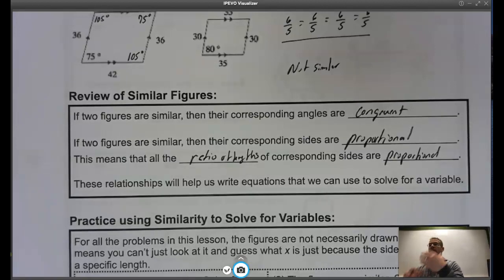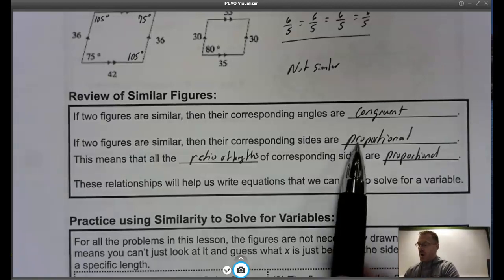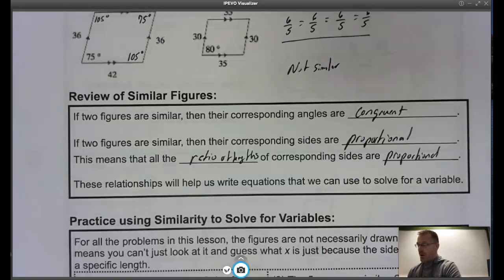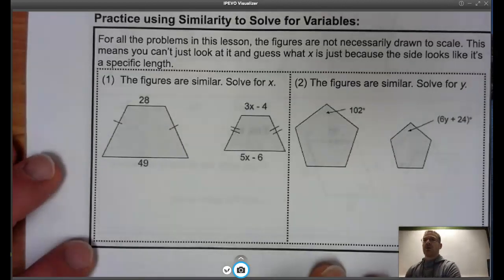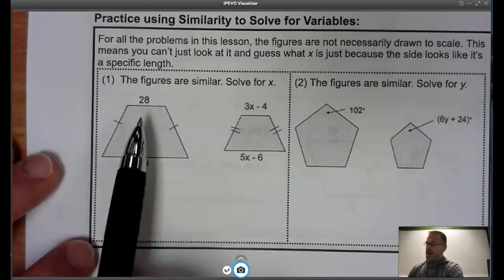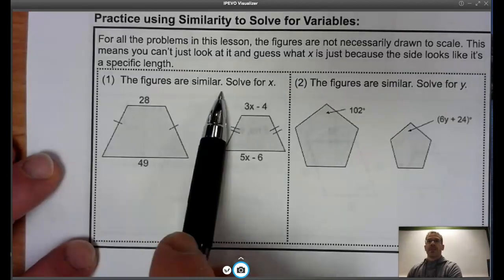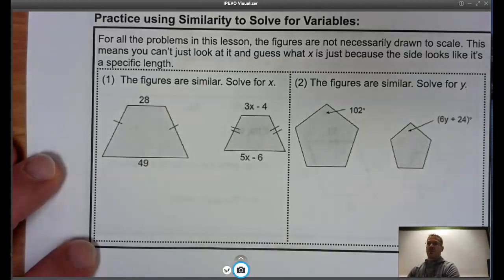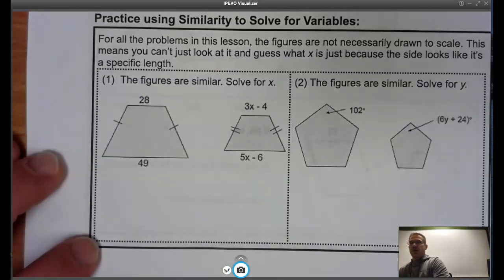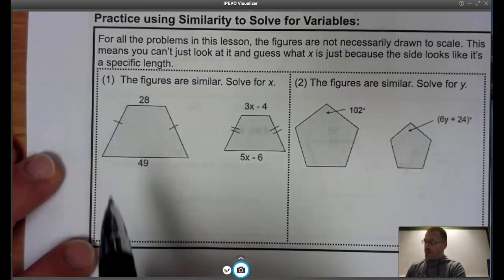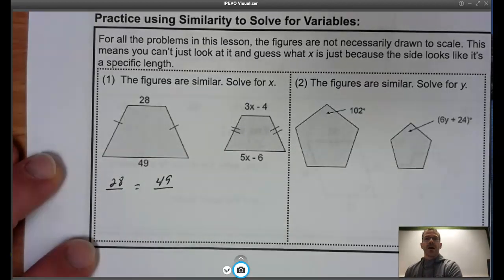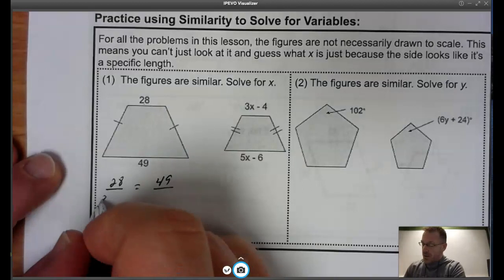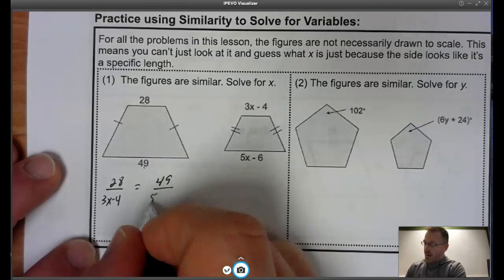Now, if we work that in reverse, if we know that two things are similar, we know that the sides have to be proportional, and we know that the corresponding angles have to be congruent. So now when we look at a problem like on 38 here, what that means is these figures are similar. So I know the sides are proportional, and I know corresponding angles are congruent. When I look at this, I have 28 in this figure, and I have 49 here. 28 corresponds to 3x minus 4. 49 corresponds to 5x minus 6.